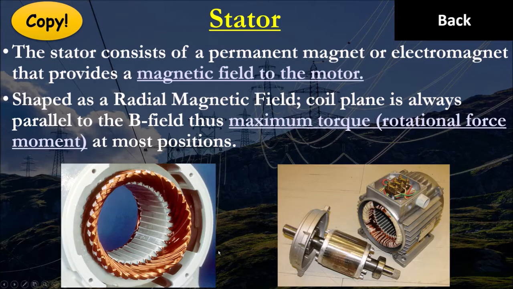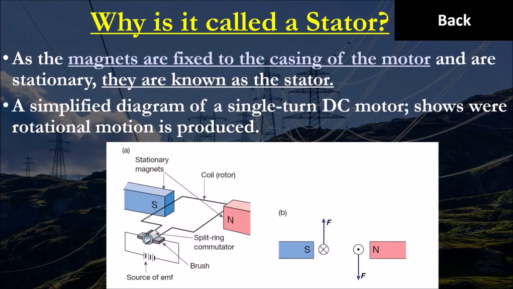As you can see in these diagrams, the stator is actually circular, and essentially the function of a circular container is to create a radial magnetic field. That's to ensure that the plane of our coil is always parallel to the magnetic field. Why do we want that? Because we want maximum torque, the rotational force moment, at all positions. Let me show you what that actually means two slides after this.